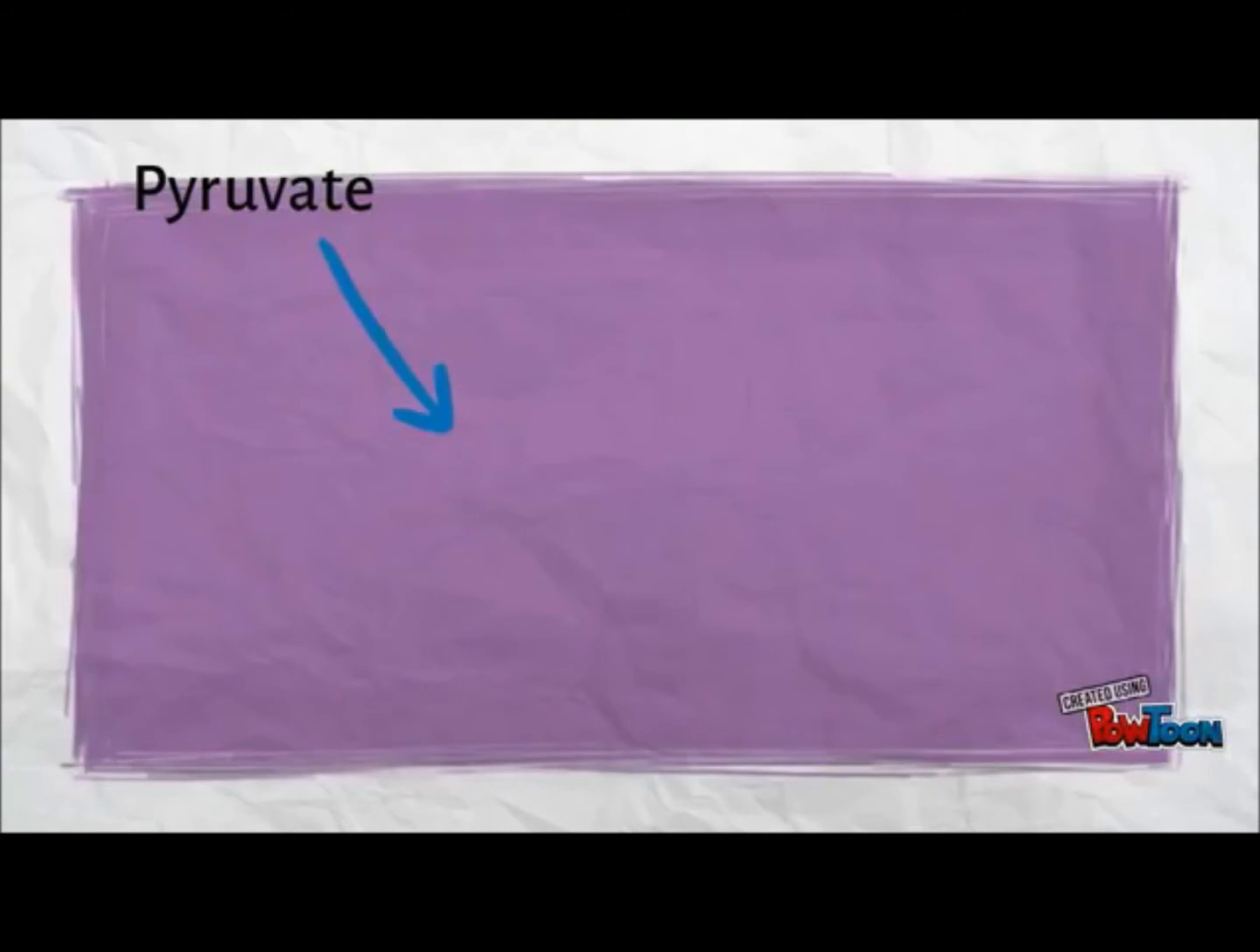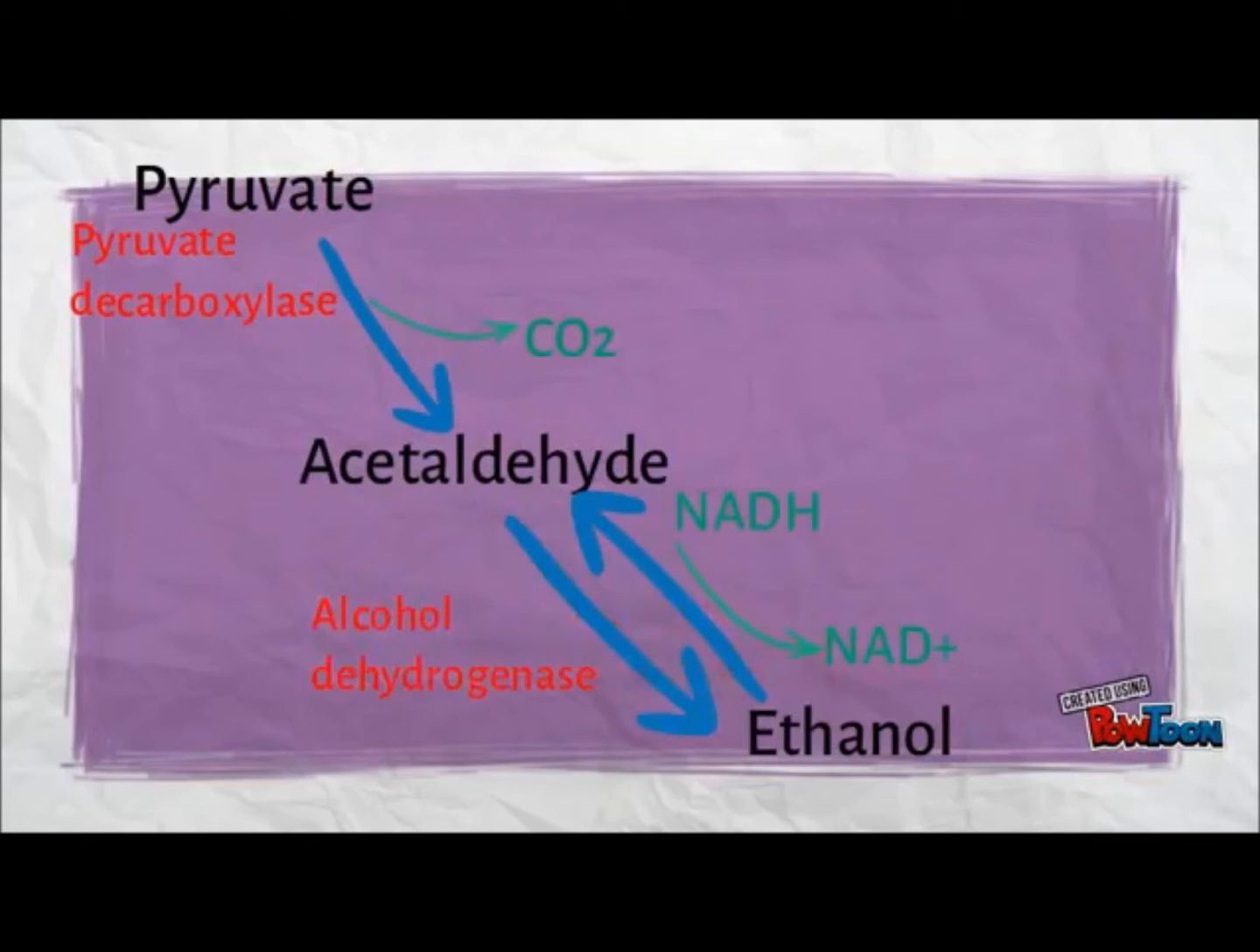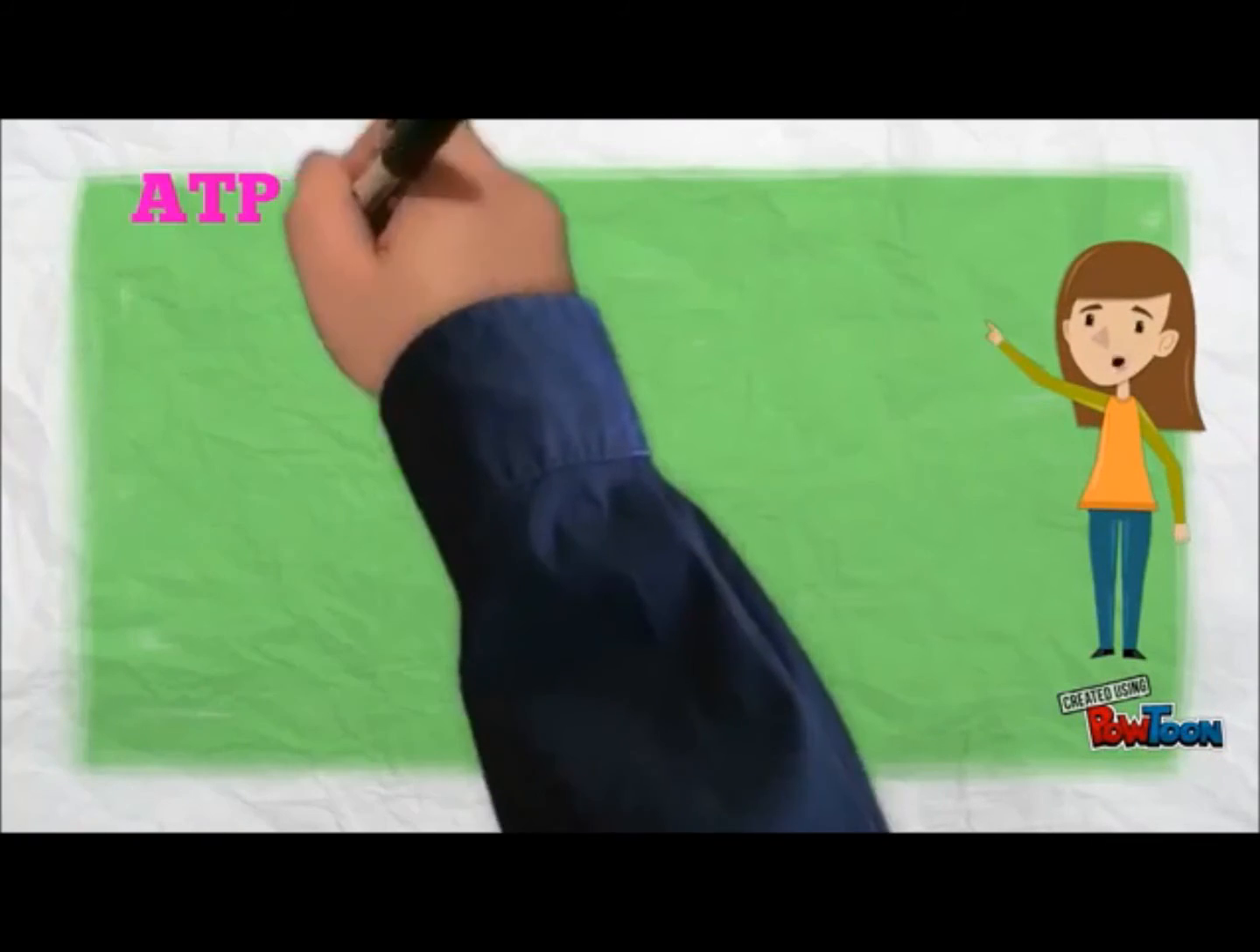In the absence of O2, fermentation can occur. In alcoholic fermentation, the two enzymes pyruvate decarboxylase and alcohol dehydrogenase act on pyruvate, ultimately producing ethanol and CO2 and oxidizing NADH in the process.